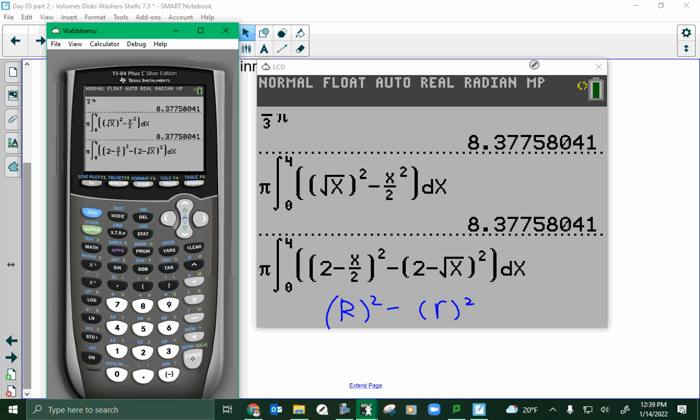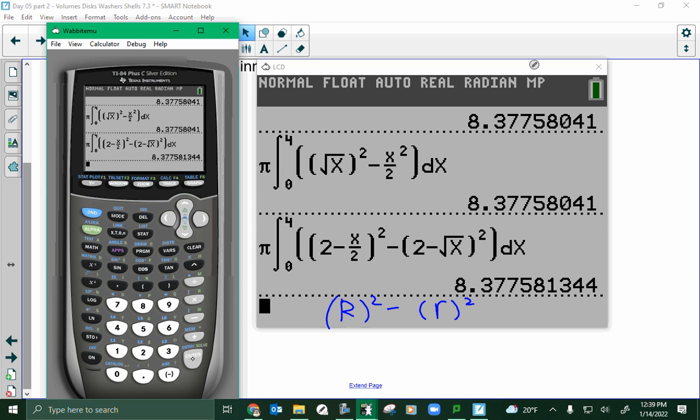Bang, bang, bang, bang, bang. Hey, wow, that took a while. For a second, I thought I was going to come back with an error. I'm like, don't you do it. And it didn't do it. We got the same exact number.